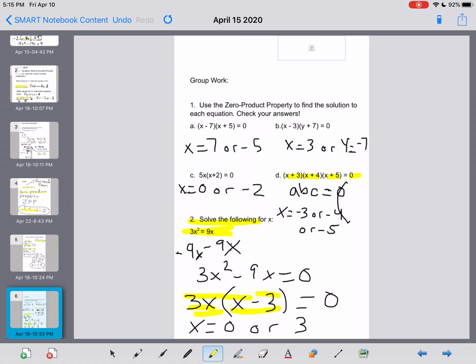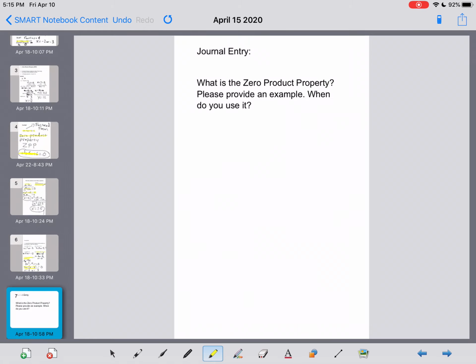The ones up top are the ones I really want you to focus on. Remember, zero product property. Couple things need to happen. So think about it. What is zero product property? I want you to pause the video and write this down in your notebook. Please provide an example. When do you use it? Did you do it?